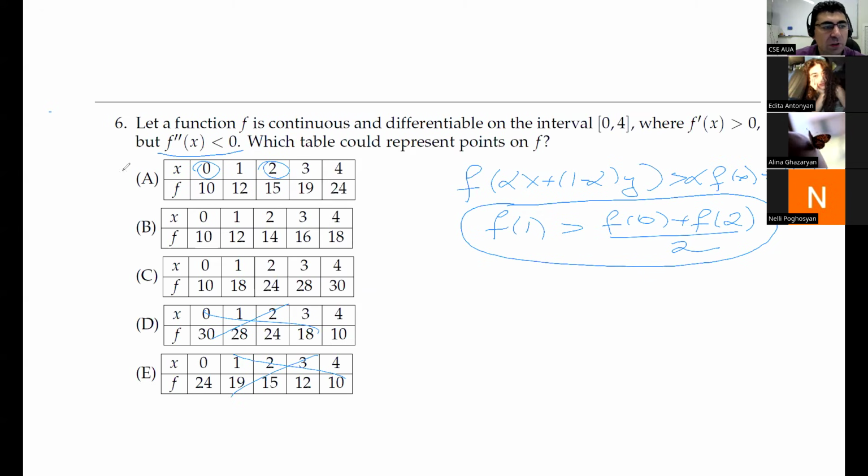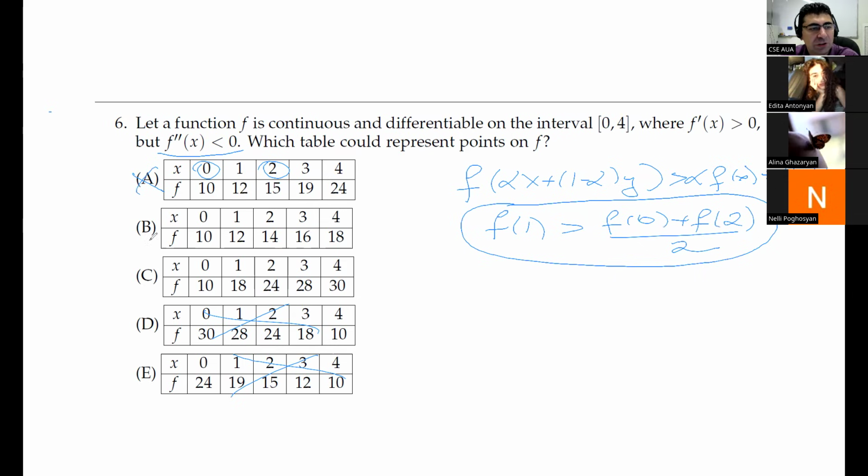First function given on table A. f0 is 10, f2 is 15, 10 plus 15, 25. 25 divided by 2, is it smaller than f1? No, it is greater than 12. So A can't be true.